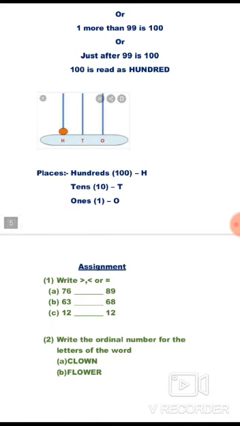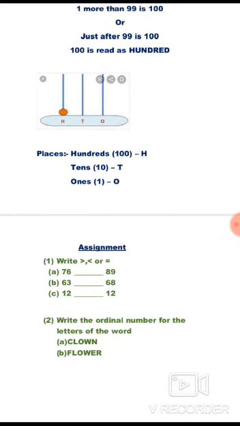Now at the end of this video we have some assignments to do. The first one, you have to compare the given numbers, and second, you have to write the ordinal numbers of the letters of the words clown and flower. So after going through this video, you have to solve the questions given in your book. So bye and take care.